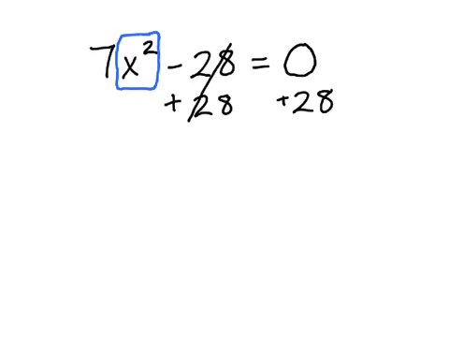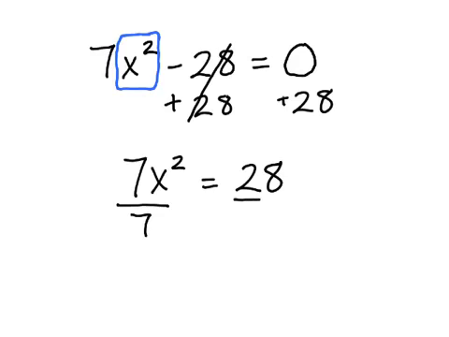These will cancel out, giving us 0, and we end up with 7x squared equal to 28. Now before we go ahead and start trying to solve for x, again, we want the x squared part alone. And you notice this 7 still here. So before we deal with the square root property, we're going to go ahead and divide both sides by 7. Those 7s cancel out, and we get x squared equal to 4.